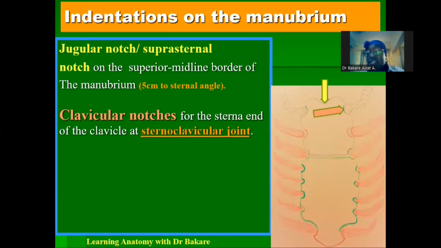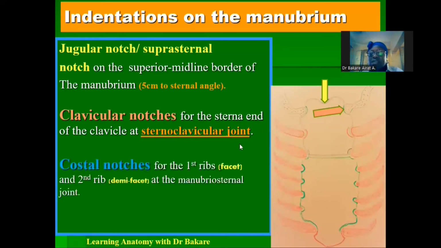And the joint through which the sternal end of the clavicle is connected to the clavicular notch at the manubrium region is called the sternoclavicular joint. So this region is where the sternoclavicular joint is created. Also, we have the costal notches. The costal notches, from the name, we know that they are indentations created to articulate with the ribs. And of course, we know that the sternum is not directly connected to the ribs, but is connected through the costal cartilages. So we have 2 costal notches on the right, and we have another 2 on the left.